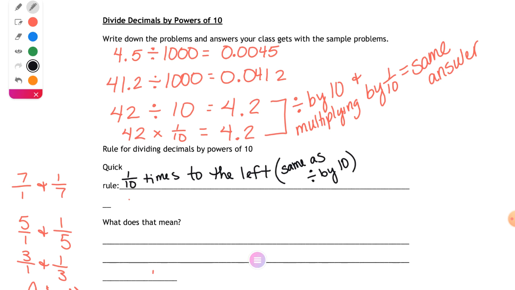Now we're going to put it into words in case the quick rule doesn't make sense or doesn't click with you. Does everybody have that so I can scroll up? Okay.